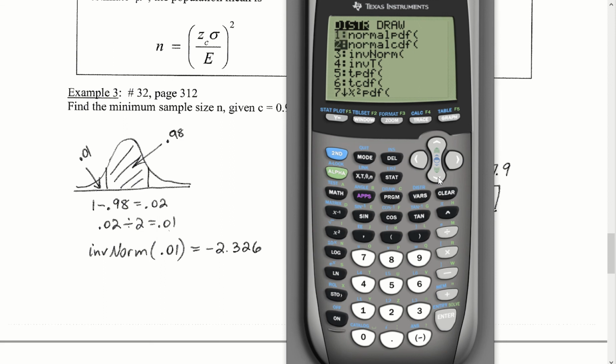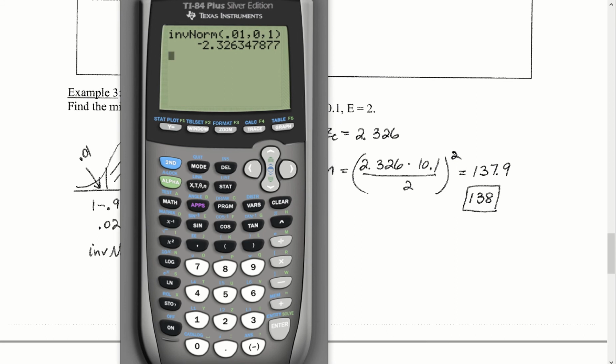Second distribution, inverse norm, cumulative area of 0.01, mean of 0, standard deviation of 1. Hit paste, hit enter, and to 3 decimal places we would get negative 2.326, which we need to change to be positive. It'll change to be positive 2.326 for the Z critical score.